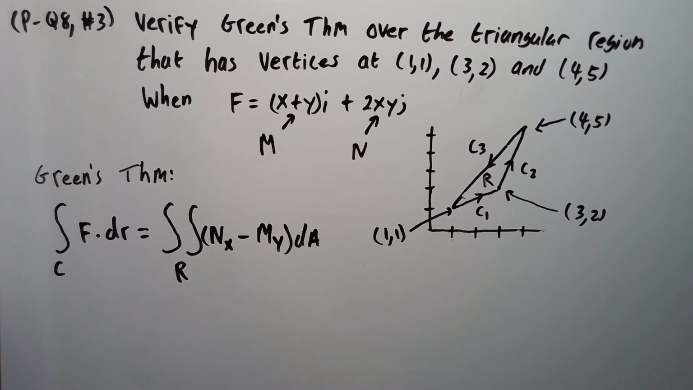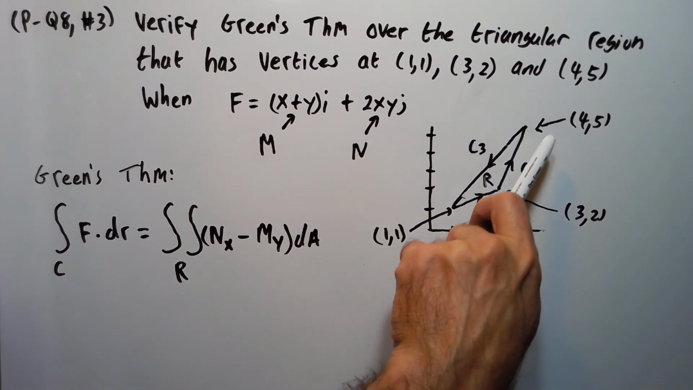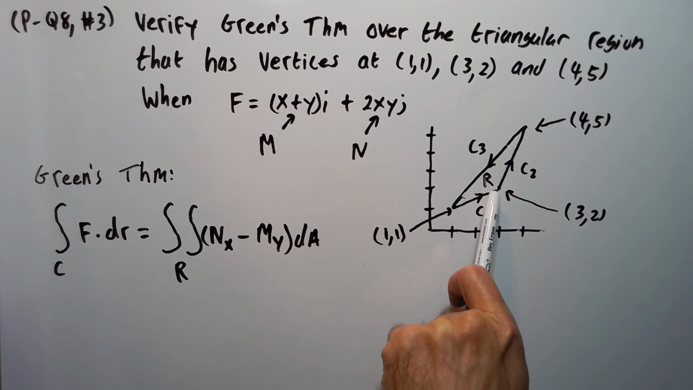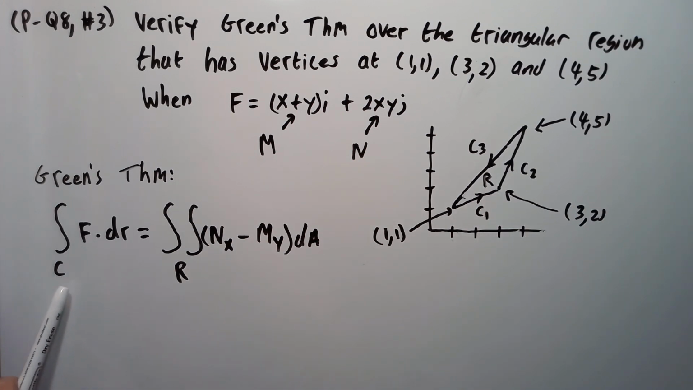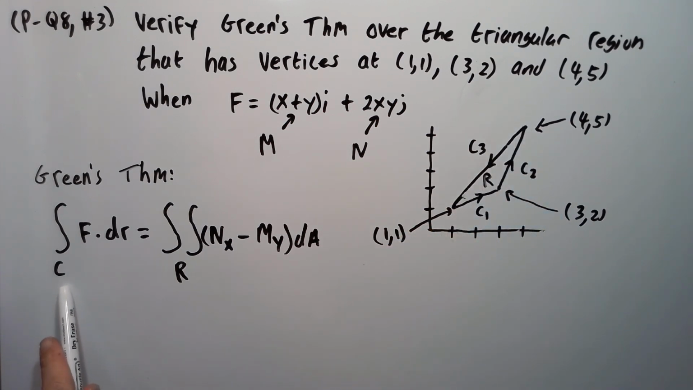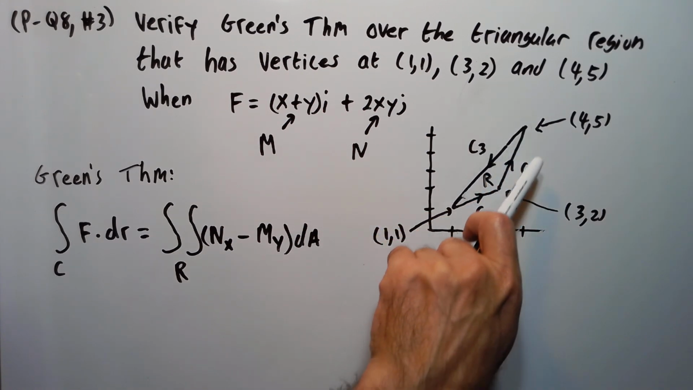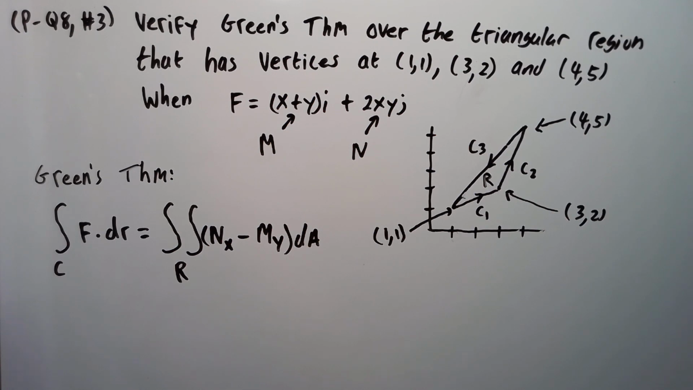So here's Green's theorem. Again, it's relating a line integral around the boundary to a double integral over the region. The region here would be the inside of the triangle, and the boundary would be going around the boundary of the triangle. And by Green's theorem, the C has to be taken counterclockwise. So you can see I'm going counterclockwise. I got C1, C2, and C3. Basically to verify we have to show this side equals this side.